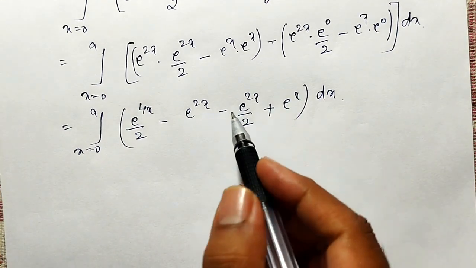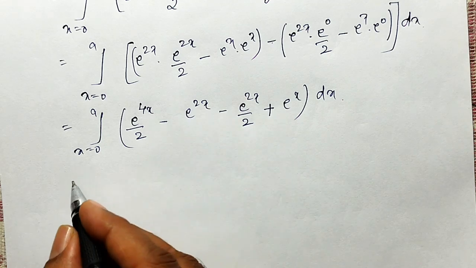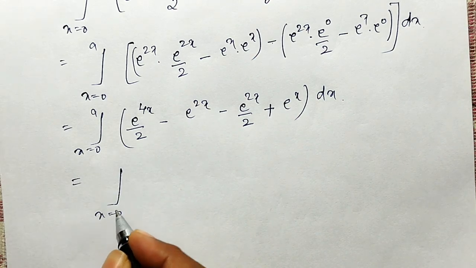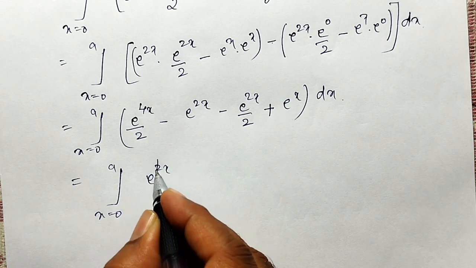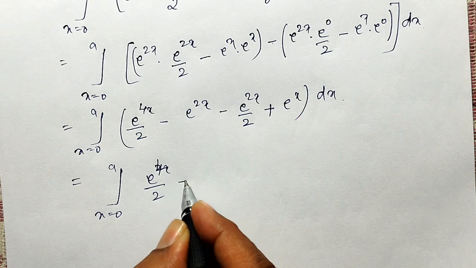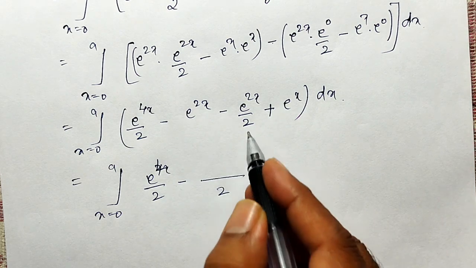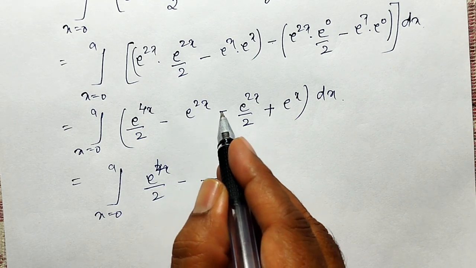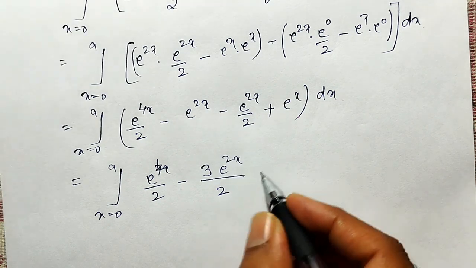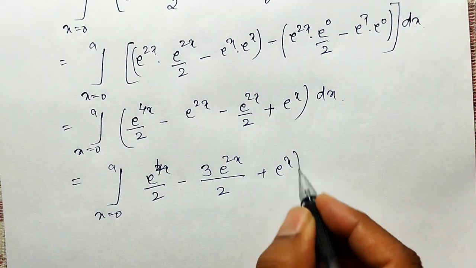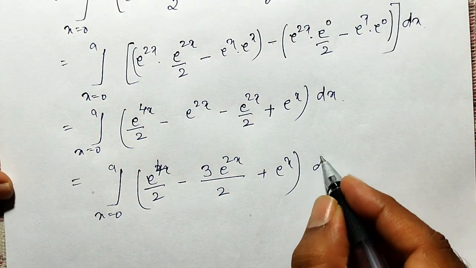Before that, again, e raised to x, both the powers are same. I will simplify this one as integration from x equal to 0 to a, e raised to 4x divided by 2 minus, okay, here the LCM is 2, therefore here it will become minus 2 minus 1, minus 3 times e raised to 2x plus e raised to x. Okay, this one I have to integrate with respect to x.